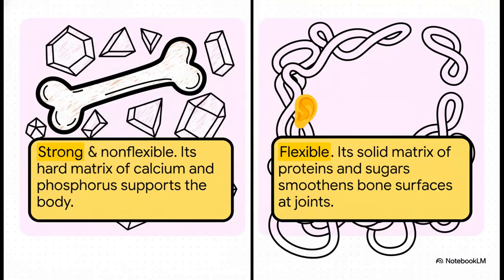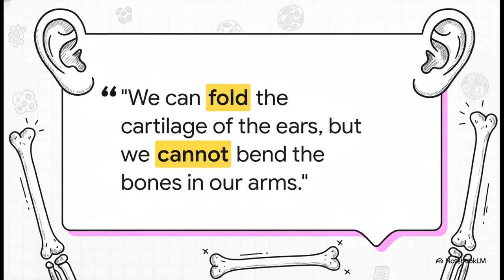Now, bone and cartilage both give us support, but they are very, very different from each other. Bone, as we all know, is very strong and not at all flexible. Why? Because its matrix is very hard, made of salts of calcium and phosphorus. Cartilage, on the other hand, is flexible. It also has a solid matrix, but it is made of proteins and sugars, which makes it much softer and less rigid than bone.